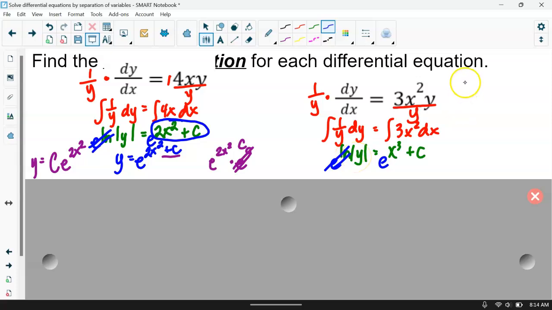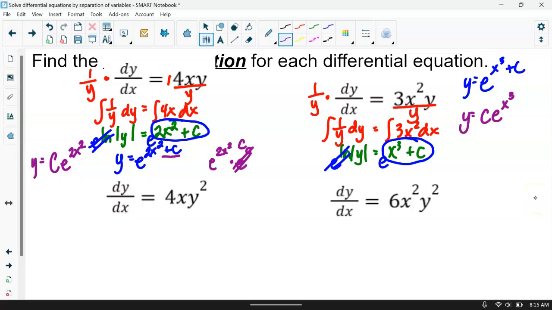Sorry, ran out of space. So y is equal to, remember, this entire expression was already here, so that is your exponent. E to the x cubed plus c. Then for those who want to take it a step further, because addition means multiplication here, y is equal to c times e to the x cubed.